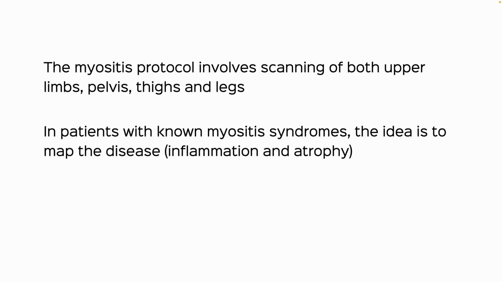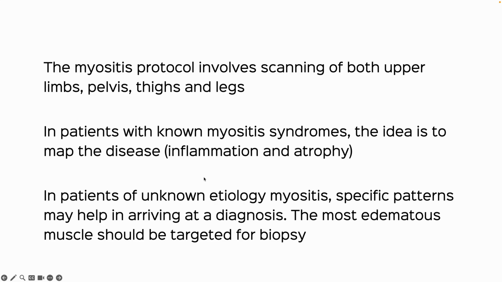Let's say the study comes to you saying this is a known dermatomyositis, polymyositis, etc. Then we just have to map the disease, the extent of inflammation, atrophy, and the muscle groups involved. But most patients don't have a defined diagnosis when they come for a myositis protocol MR, in which case we look for the pattern of involvement and suggest a possible diagnosis, as well as the most inflamed muscle, which then becomes the muscle to be biopsied to figure out what's going on.